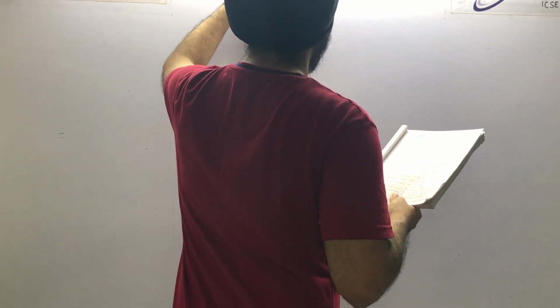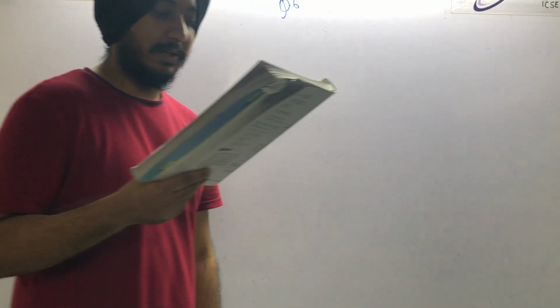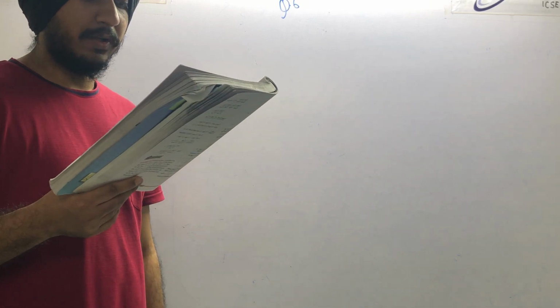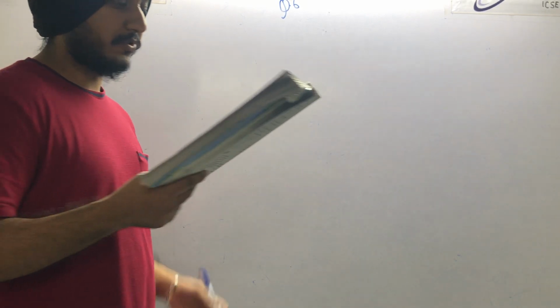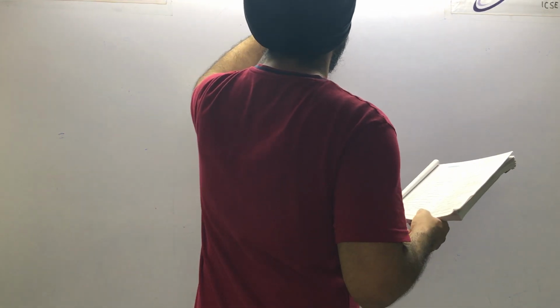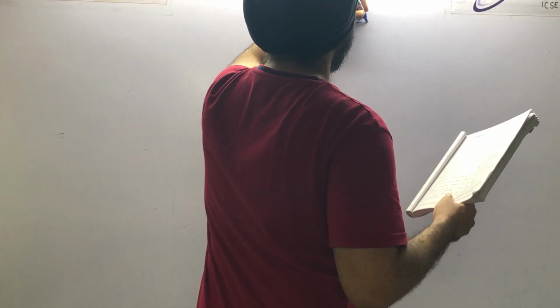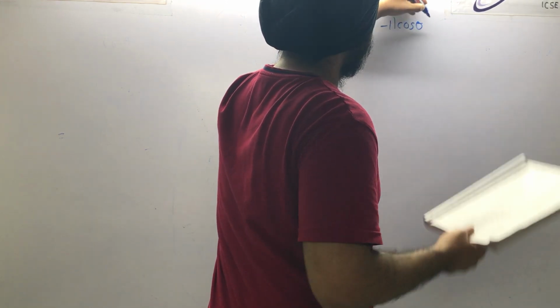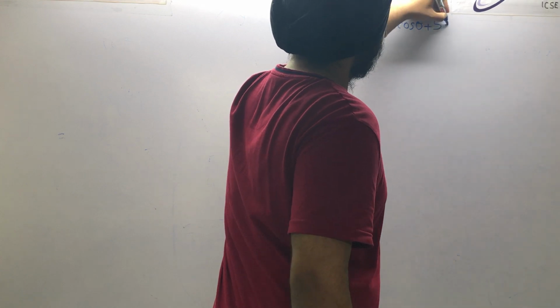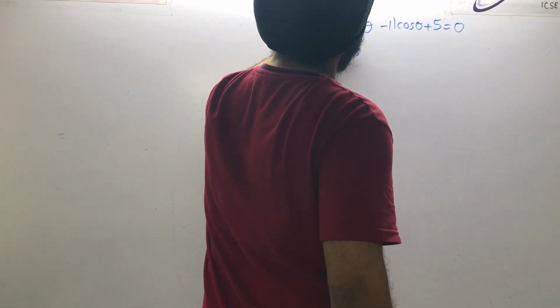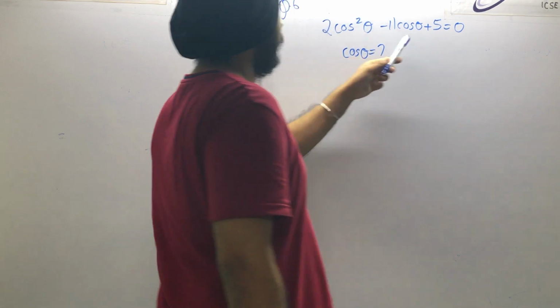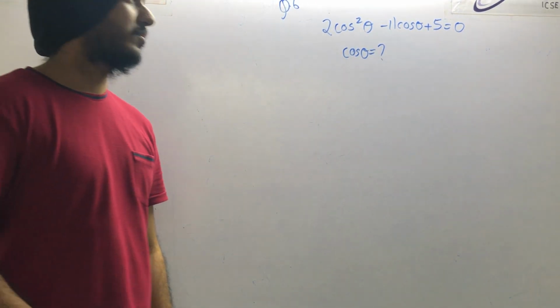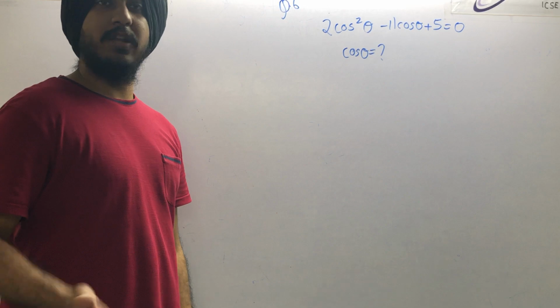Now let's look at the next question. Question number 6. So they have told us that 2 cos square theta minus 11 cos theta plus 5 is equal to 0. Find the possible values of cos theta. Okay, so they have given this equation and we have to find the value of cos theta. So just solve this equation and you can find cos theta.